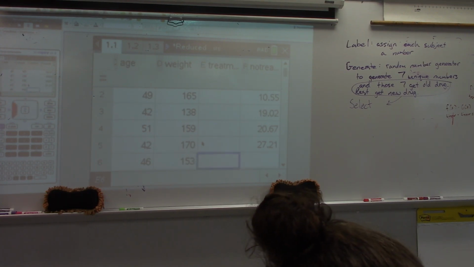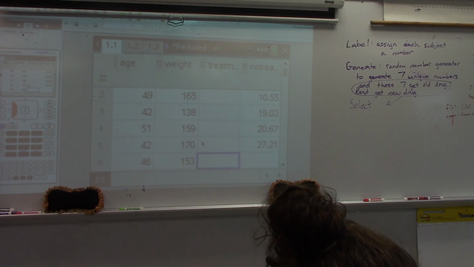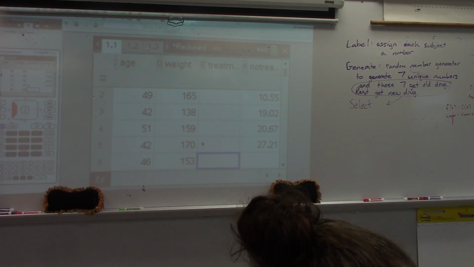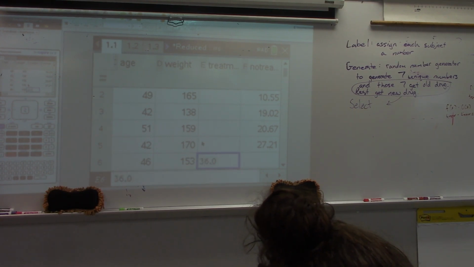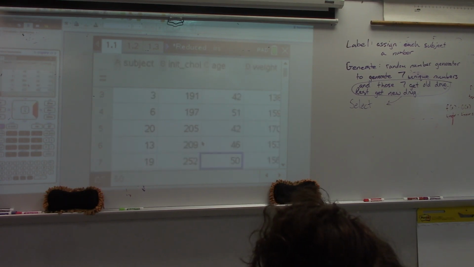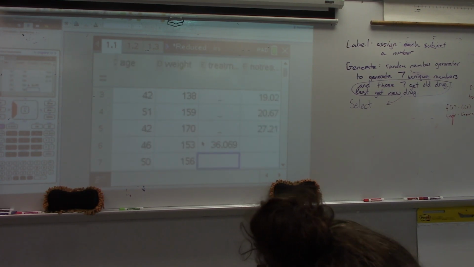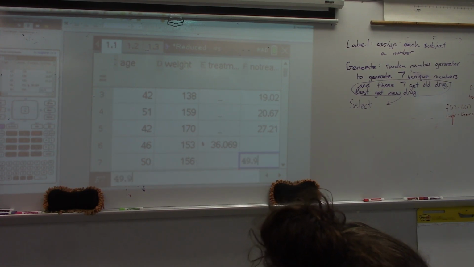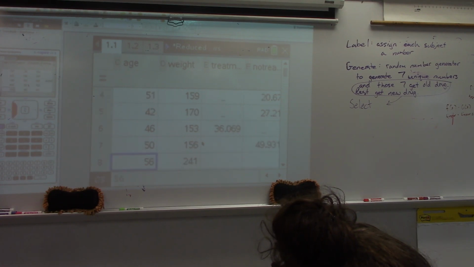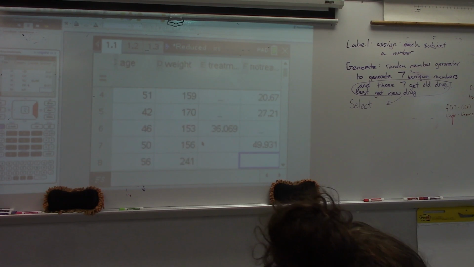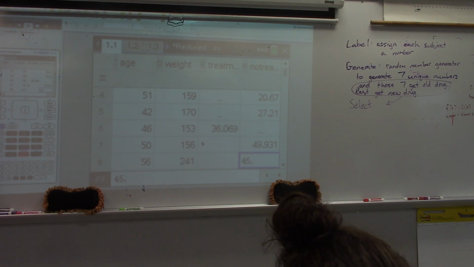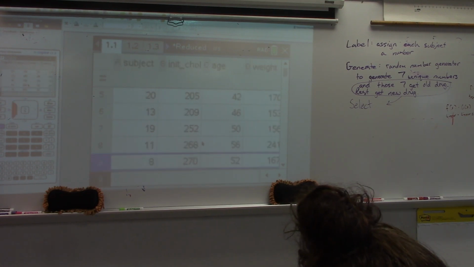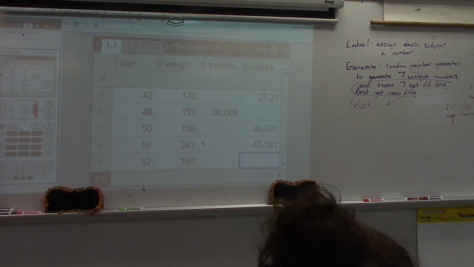Subject 13. You got the new. What was your total reduction? Like with it all adding up, right? Yes. 36.069. All right. 19. I got the old one. Total reduction 49.931. Okay. Subject 11. Current. 45.161. Okay. Subject 8. I got the new treatment.